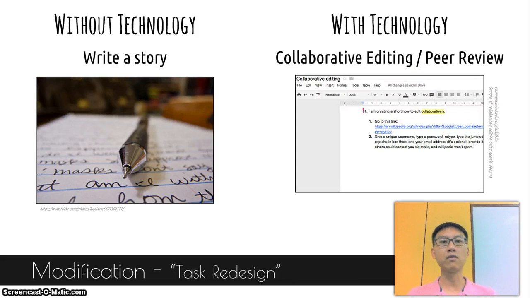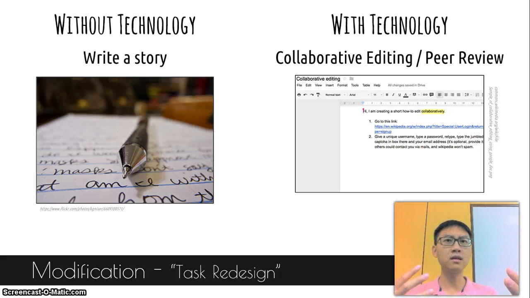Now when we move on to the next level, this is the third level, which we call modification. In this stage, this is where we really start to enhance the learning, where we start to transform the learning a little bit. In the modification level, the task will change a little bit. There is a certain redesign of the task, because now they are not just writing a story. We can use things like Google Docs to do collaborative editing, to do things like peer review. So it's not simply writing a story, but now they have to move on to the next level.